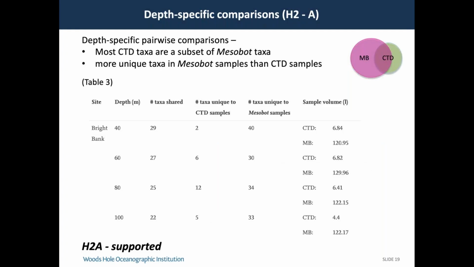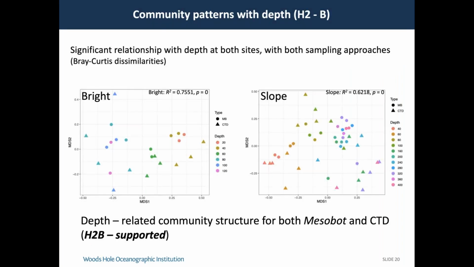We also found that the CTD samples were really finding taxa that were a subset of what the large volume Mesobot samples were finding. So again, that hypothesis was supported as well. There were more unique taxa in the Mesobot samples. And then our third hypothesis, that the depth-related community structure could be detected using both methods, we did find that as well.